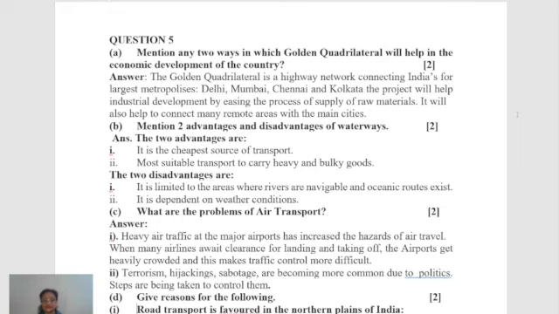Like you can even say the crude oil, for that also the waterways is considered the best. So it costs very less in that case.